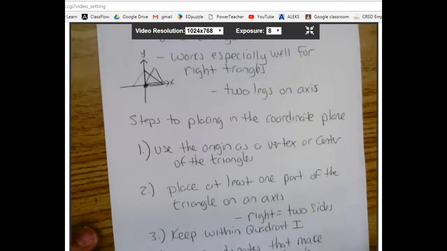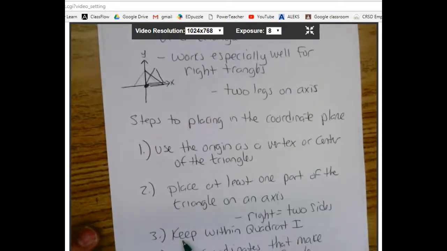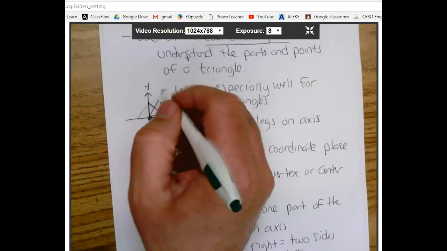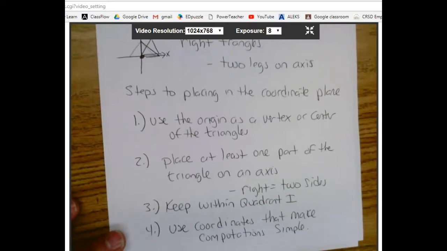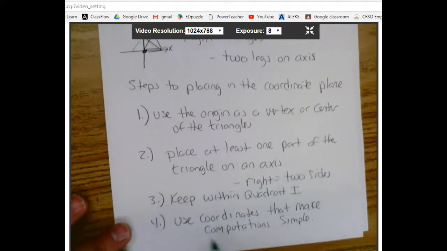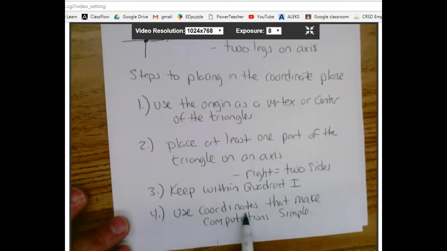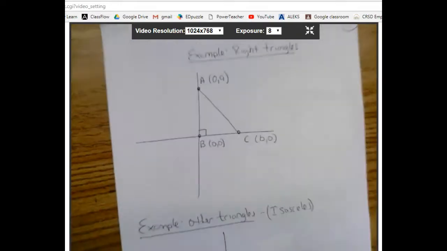And then we always want to try, if we can, keep it within quadrant 1, which is over here. Sometimes we might not be able to do that. And you'll see later on when we do some of these coordinate proofs with other shapes that sometimes you actually want to center things within different quadrants as well. And then we use those coordinates, the x's and the y's, to make the computation simple. And let me give you some examples of that.